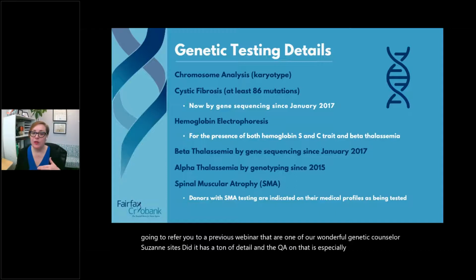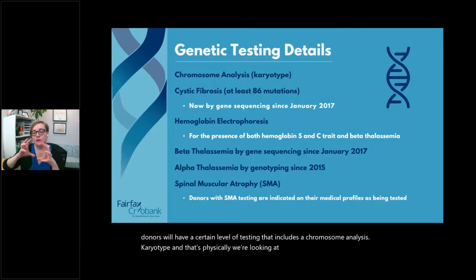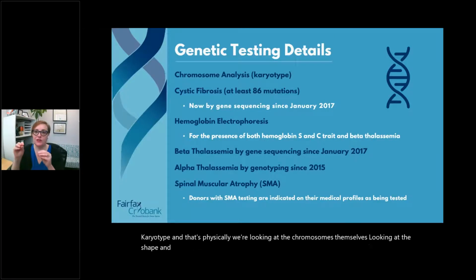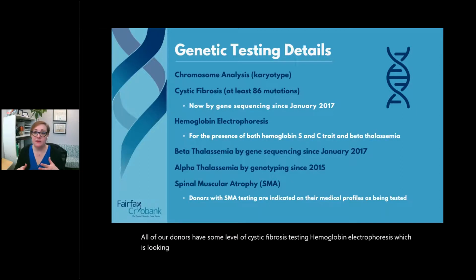All of our donors will have a certain level of testing that includes a chromosome analysis or a karyotype, and that's physically, we're looking at the chromosomes themselves, looking at the shape and looking for things like translocations or deletions, things like that. All of our donors have some level of cystic fibrosis testing, hemoglobin electrophoresis, which is looking for things like beta thalassemia, sickle cell, things like that. And all of them will have spinal muscular atrophy testing.